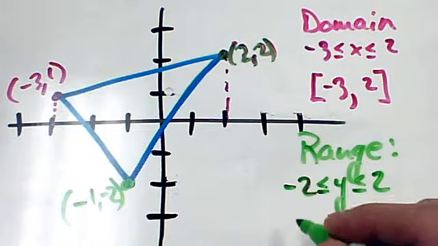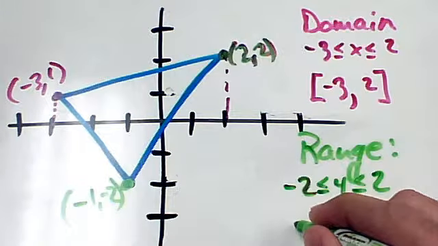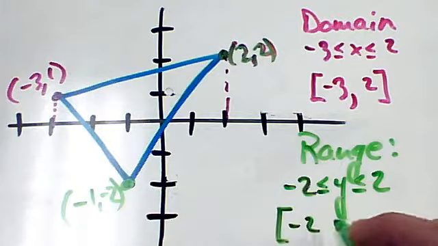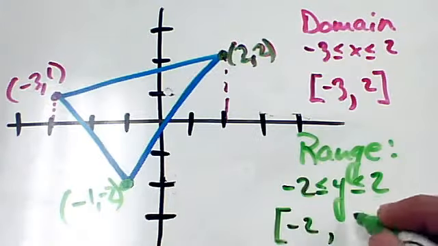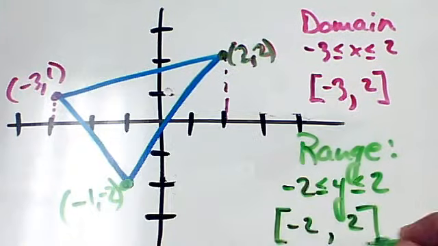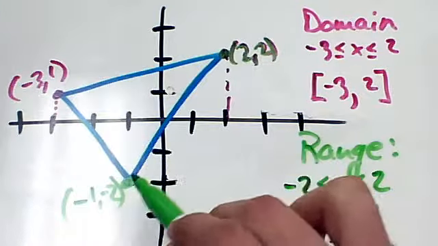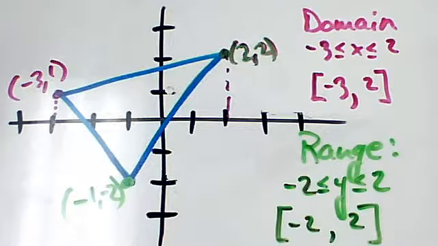The other way is interval notation, which would be -2, comma, 2, with closed brackets, and it's brackets because it includes these points. We'll see in the next video how it can be open brackets, or in other words, parentheses.